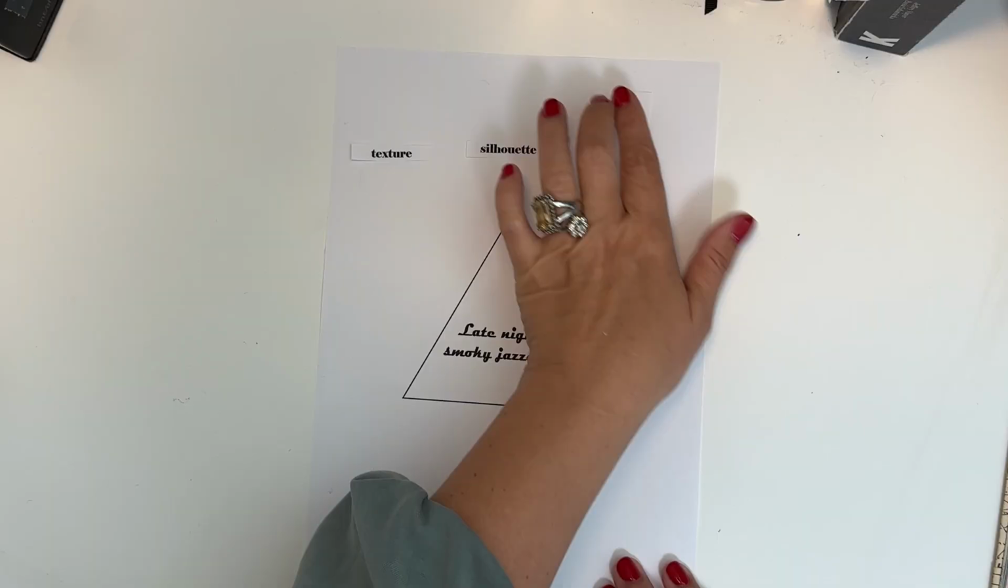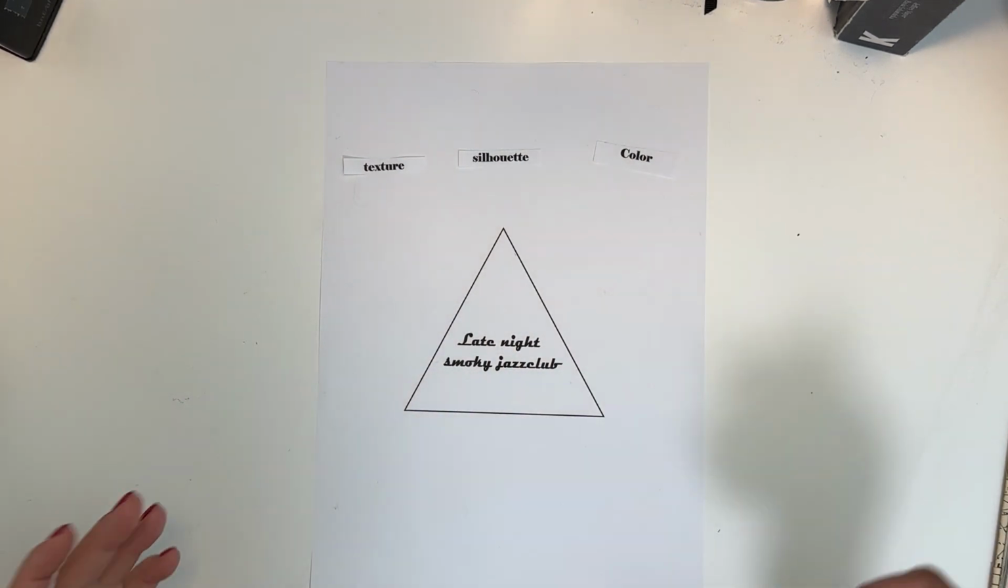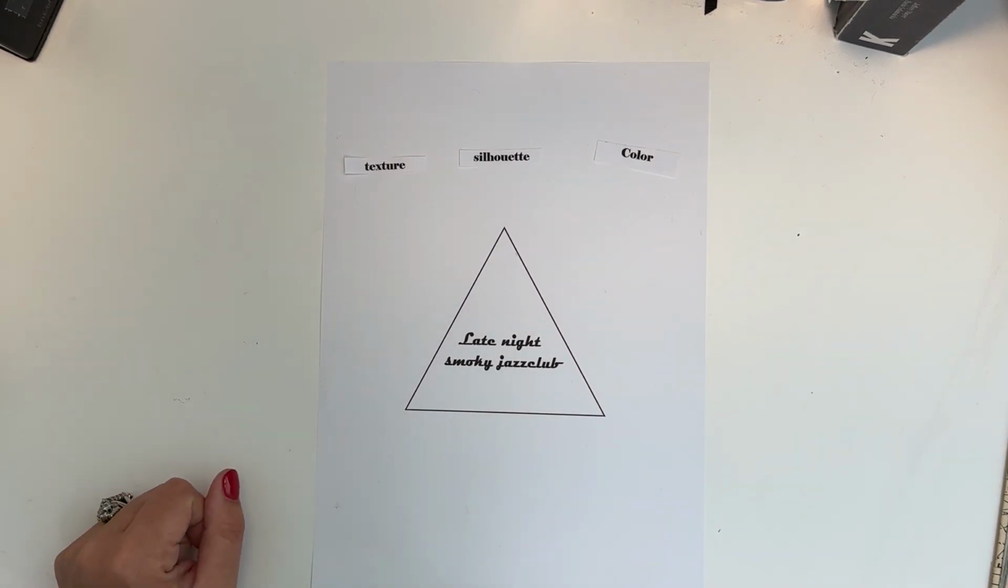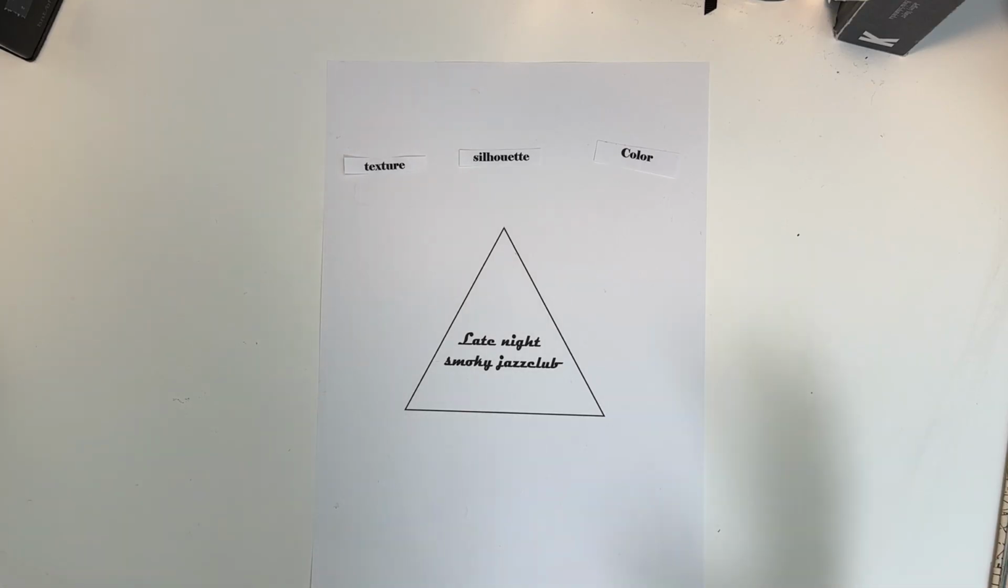But this tool is a tool where you take a theme and then you have some words, and then you use these words to generate some great ideas. And I would like to illustrate it here. So a triangulation is a way where you use the triangle and in the middle you write the theme that you're going to design for. And for this one I'm going to make a design for a late night smoky jazz club. So that is the vibe I need to get into my design.